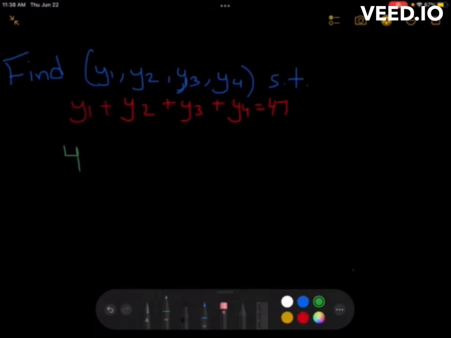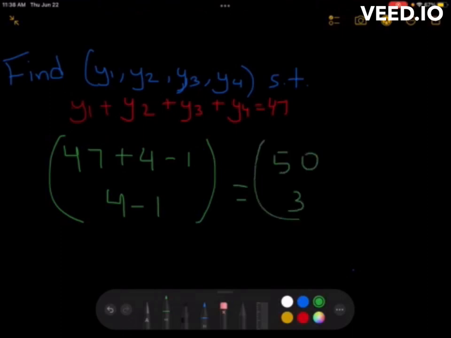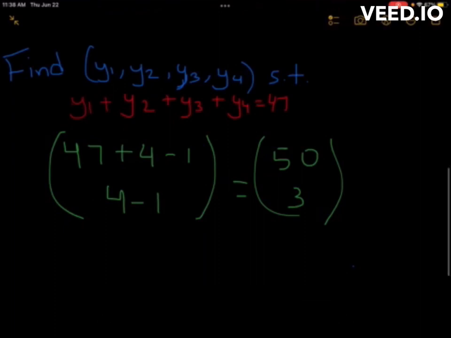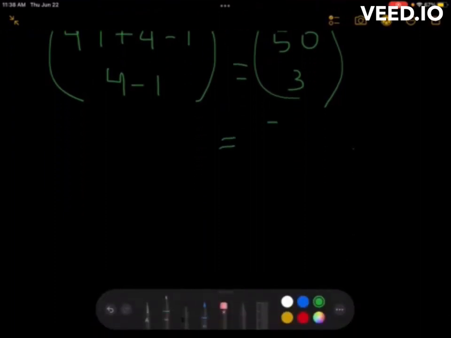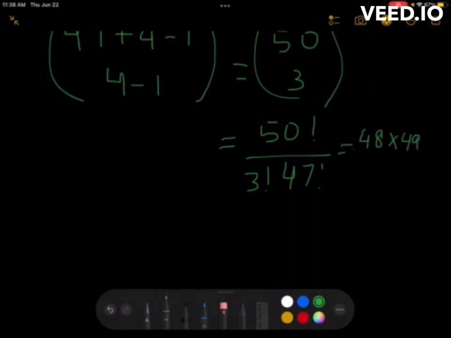So using the stars and bars formula, we'd have 47, which is our sum, plus 4, which is our number of terms, minus 1. Choose the number of terms minus 1. So this is equal to 50 choose 3. And that's equal to 50 factorial over 3 factorial, 47 factorial. That's equal to 48 times 49 times 50 over 6, which is 3 factorial. So divide this, you get 8, right?